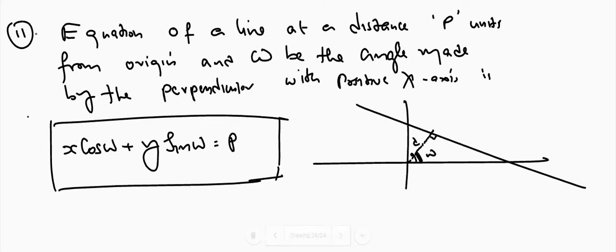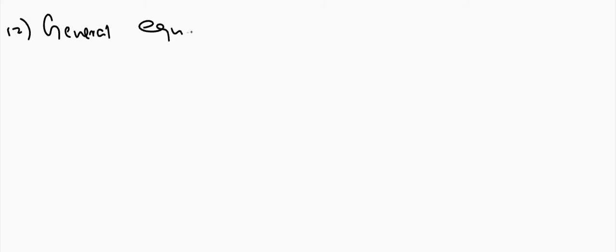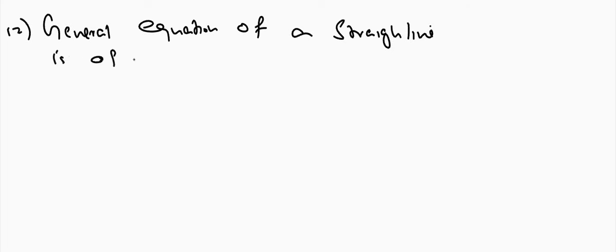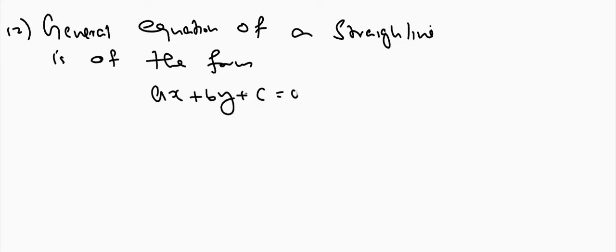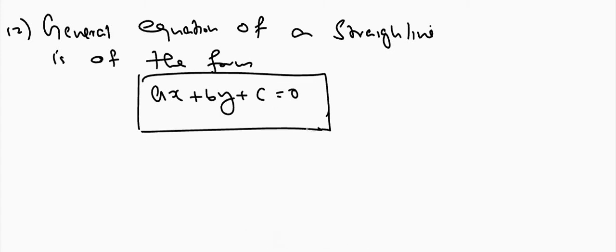Next, number 12. The general equation of a straight line is of the form ax plus by plus c equal to 0. That is the equation of a line in general form, ax plus by plus c is equal to 0.